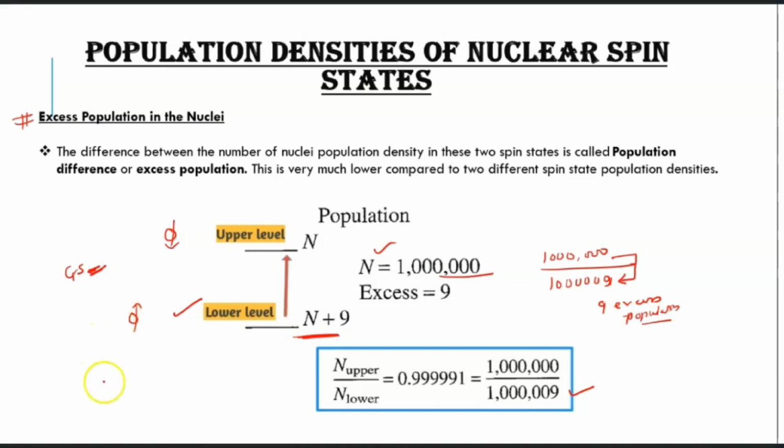And how do you calculate excess population? By using the formula n upper by n lower. Calculating n upper by n lower, you get this. I have just explained how we did it here. We took an example: suppose the value of n is this, and in the ground state you definitely have 9 excess nuclei. And remember that while talking about the proton, there is always going to be 9 excess nuclei in the lower spin state.